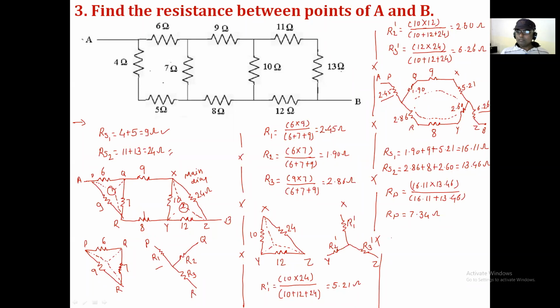In series. So can I say that the resistance between the points A and B, the final step, is 2.45 plus 7.34 plus 6.26, so that RAB is equal to 16.05. This is the final value of resistance between the points A and B.